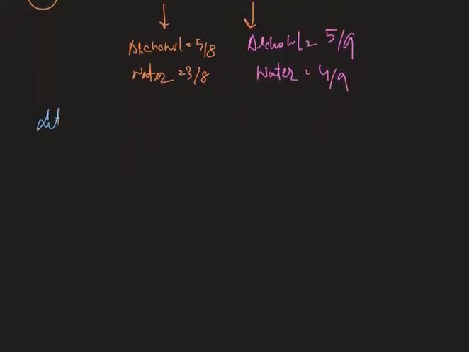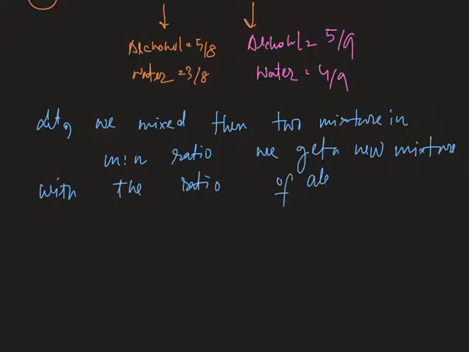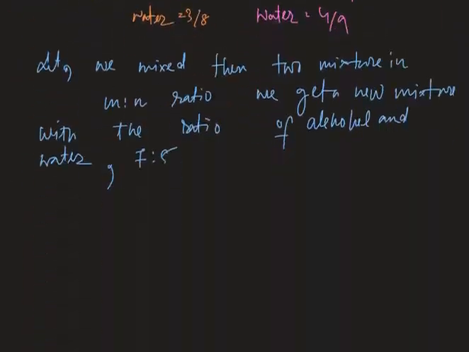Okay, now let us say we mix these two mixtures in m:n ratio to get a new mixture with the ratio of alcohol and water, which is 7:5.